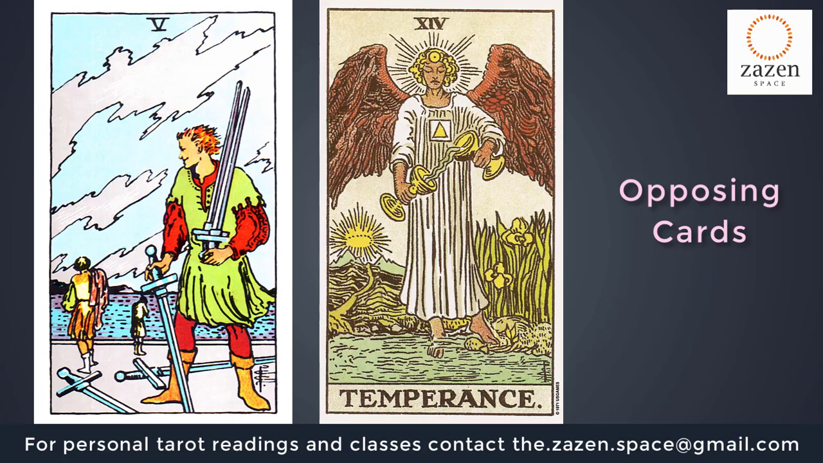In Temperance, we see that we are working with others, whereas in the Five of Swords, we are working against others. Similarly, in Temperance, we are working in harmony with people, we are cooperating with our friends or with people around us. Over here, we are creating disharmony in the Five of Swords. We are also not cooperating. On the other hand, we are actually being selfish and thinking only about ourselves.